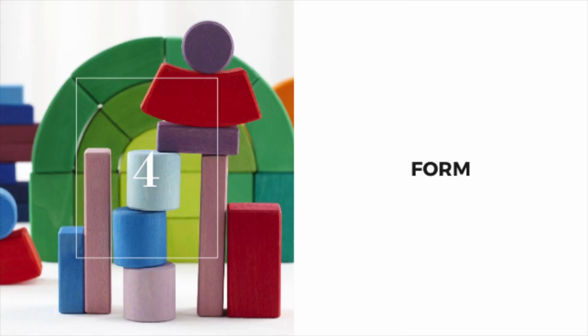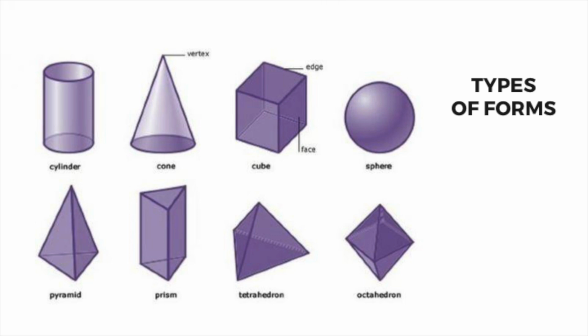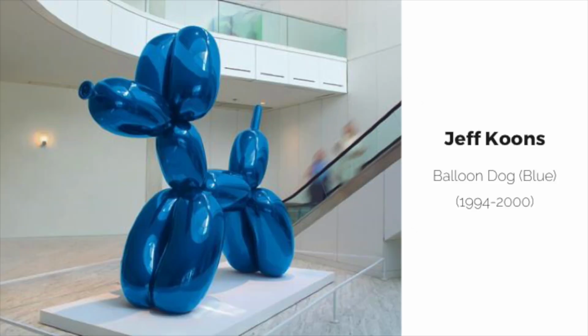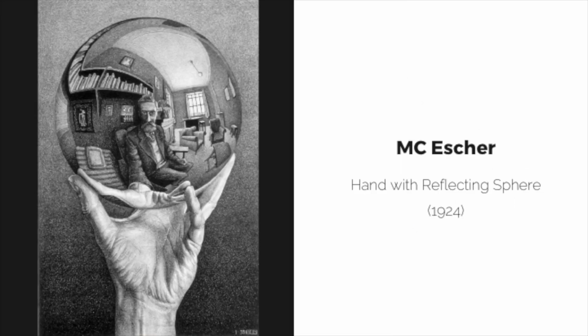Next we have form, which goes along really with shape, but this is going to be the 3D version. So when we have something that actually exists or a depiction of what it might look like, or is depicted to look like it does.